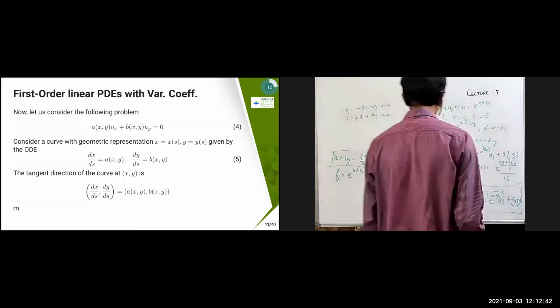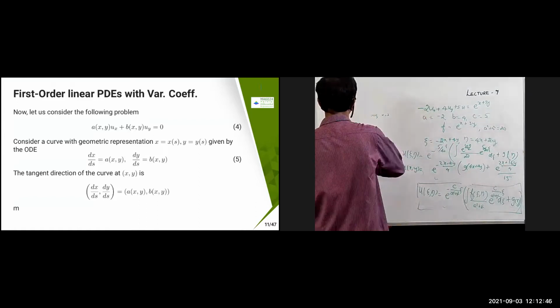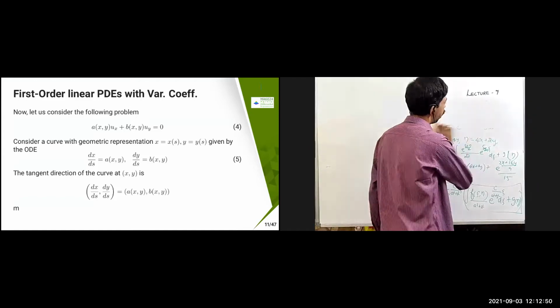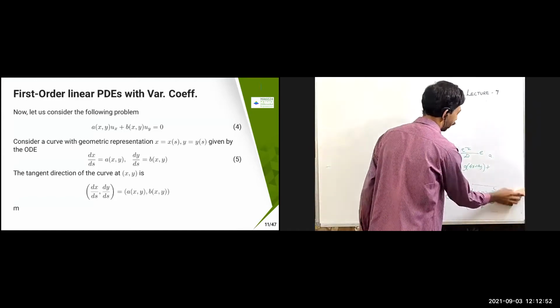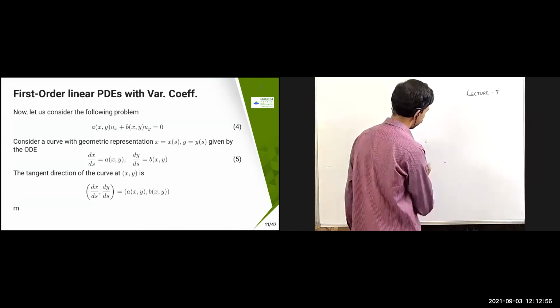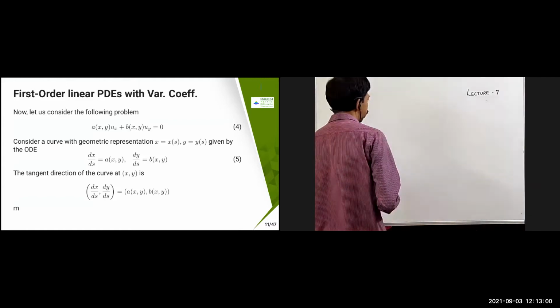Now the next one will make the problem a little more complicated. So far we have solved with constant coefficients. Now we are going to make some more complications. So variable coefficients I'm going to use. Same kind of problem.